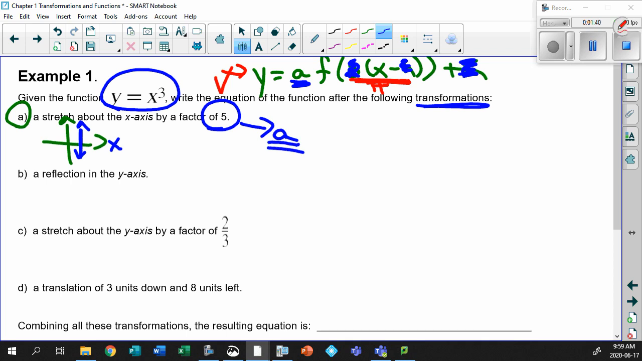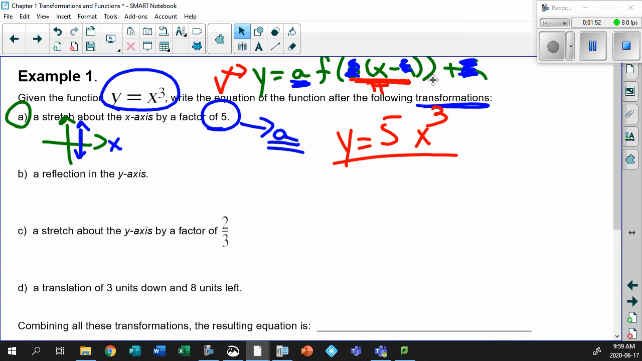Okay, so let's do it. Y equals, you're adding an a value. The a value goes up front of the original function. Done. That's it. That's how easy that is. Oh my goodness.